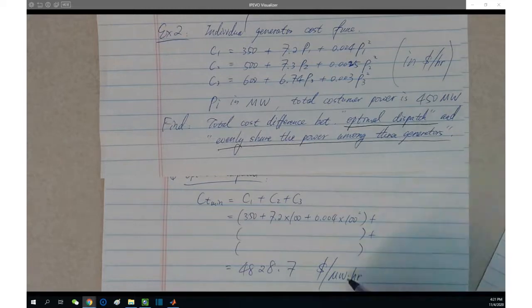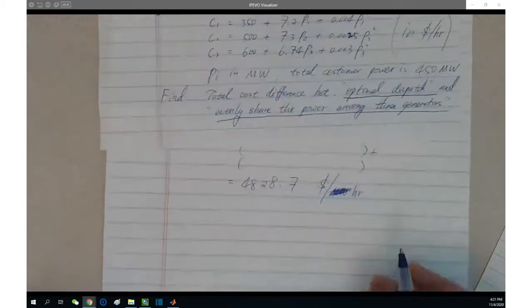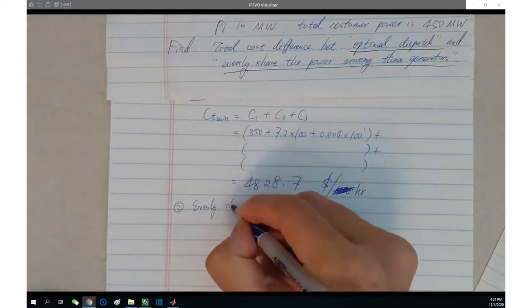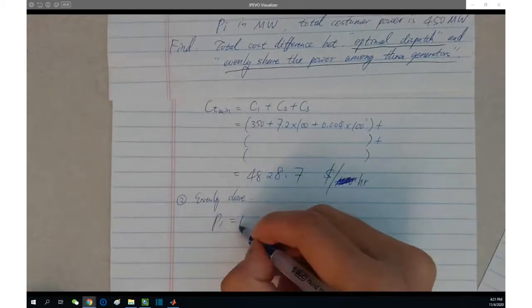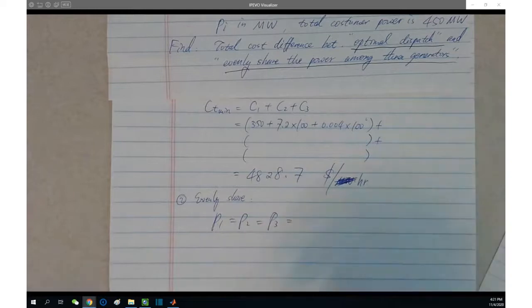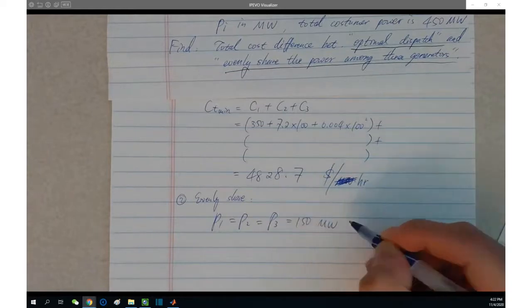I'm sorry, this is the dollar per what? Hour. The cost, there's no megawatt there. Just dollars per hour. Next thing is evenly share. What does it mean? Evenly share means P1 equals P2 equals P3, right? This is what I mean by evenly share. Total is 450, evenly shared by 3. Each got 150 then.